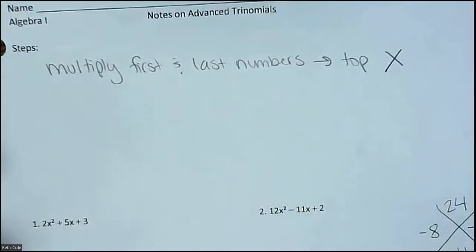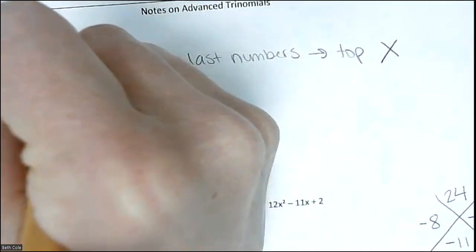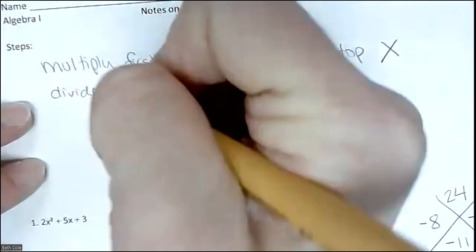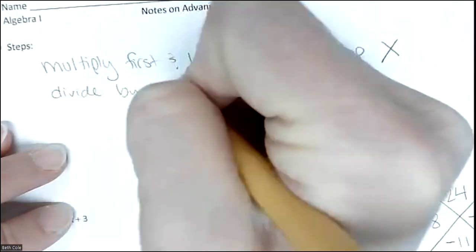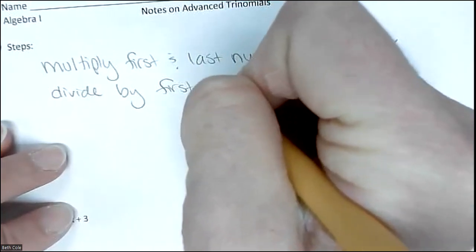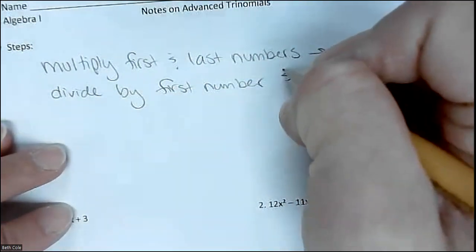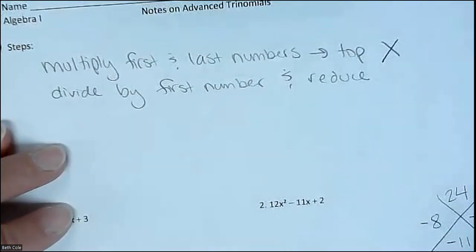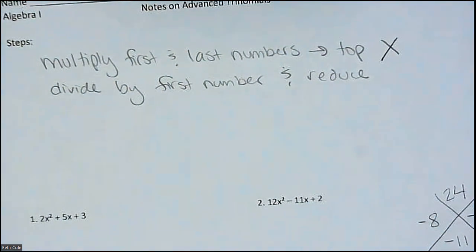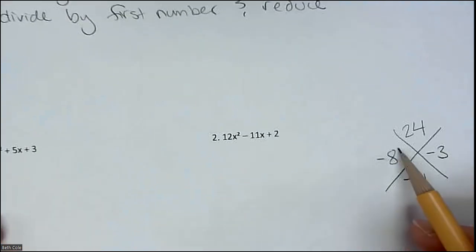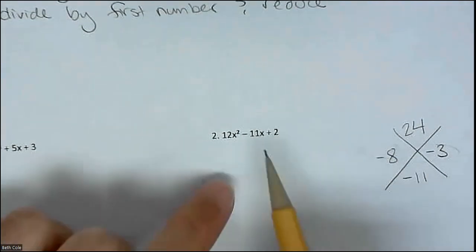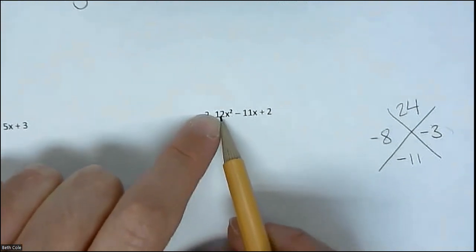Now go back up to your steps. What you're going to do is divide each of those by the first number and reduce them. And I'm going to show you how you can get Desmos to reduce them for you if you have trouble with that or you just want to check your answer, okay? So we're going to take each of these, our -8 and our -3, and we're going to divide by the first number, which is a 12.